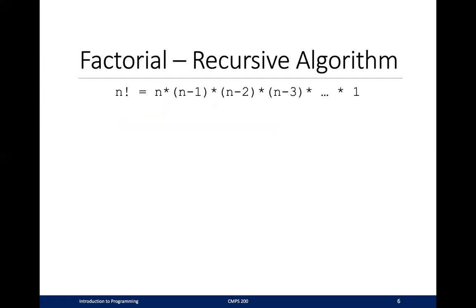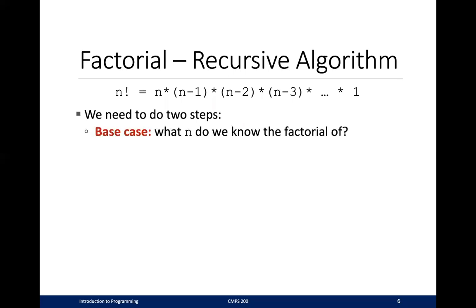So we know factorial of n is n times n minus 1 times n minus 2 all the way till 1. Great. We need to do two steps, the base case and the recursive step. So the base case. What n do we know the factorial of? Can anybody tell me? Maybe for 5, it's difficult, I have to do the computation, but there is something that I know the factorial of directly. It doesn't need any computation. Any thoughts?